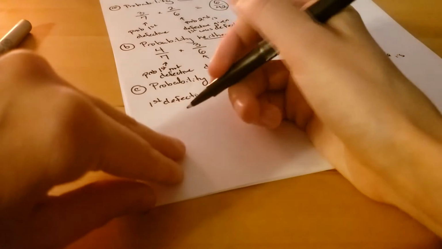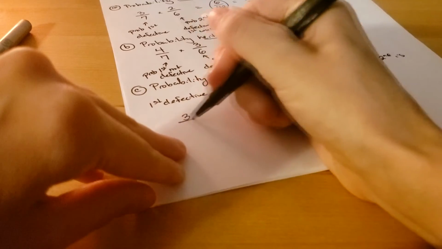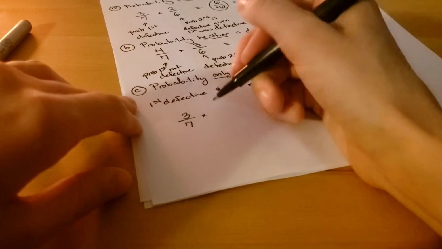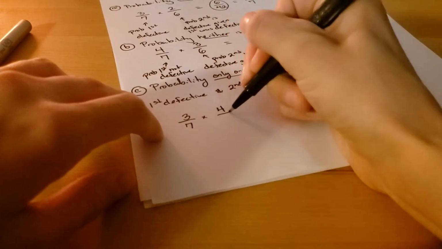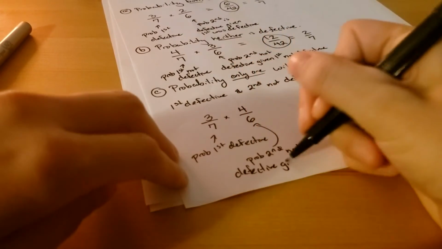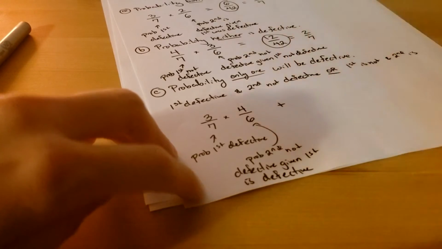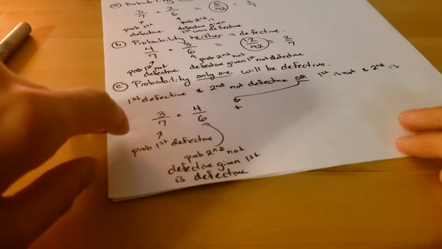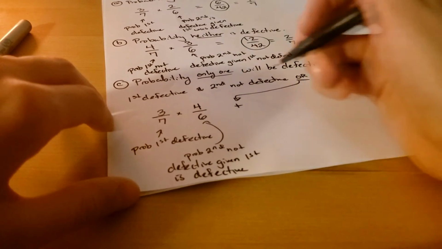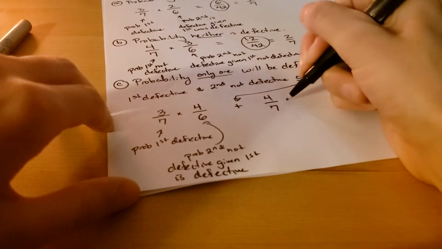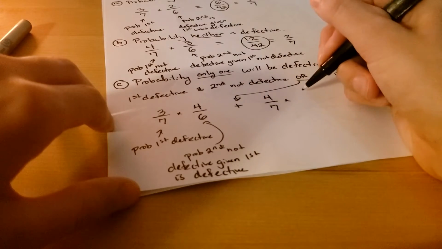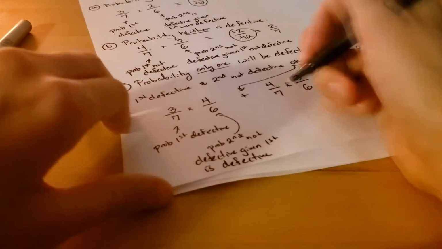The probability that the first one is defective is going to be 3 out of 7, times the probability that the second is not defective, given that the first one was, which is now 4 out of 6. And now, because this is OR, we're going to be adding this probability to the probability of this situation. The other thing that could happen is the first one's not defective, so the probability of that would be 4 out of 7, times the probability that the second one is defective, given the first one is not defective, which is now going to be 3 out of 6.